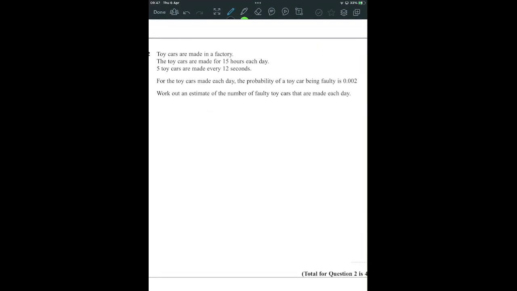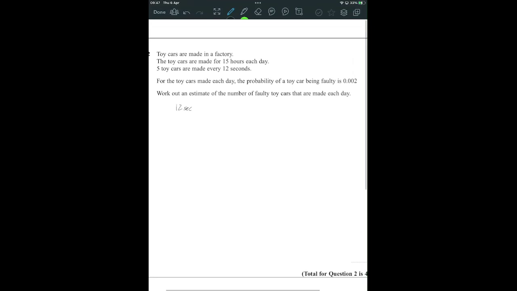Question 2. Toy cars are made in a factory. They're made for 15 hours each day, and 5 cars are made every 12 seconds. The probability of being faulty is 0.002, and we want to work out how many faulty cars. Well, let's first try and find out how many cars in total are being made. Well, let's build it up.